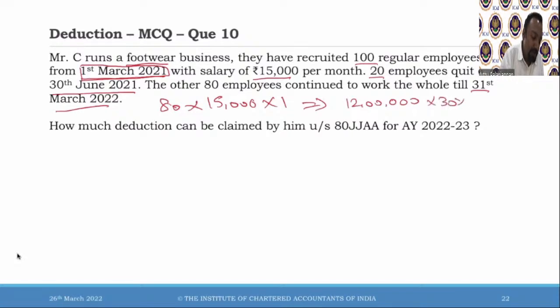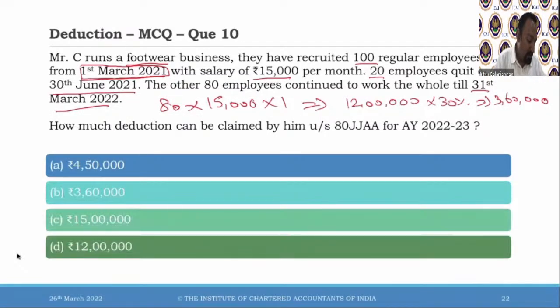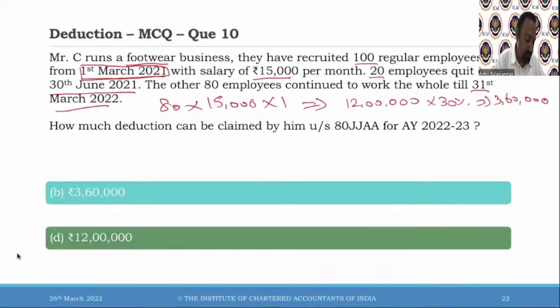12 lakhs into 30% is 3,60,000. So as far as 80JJAA goes, you should only calculate for the period for which they were new employees in that year. Even though the deduction is allowed in the next year, you should only consider that first year's period. That's the critical thing. In our earlier example also, we calculated from September 2020 to 31st March 2021 only. So that's how you need to do it. So what will be the answer? 3,60,000.